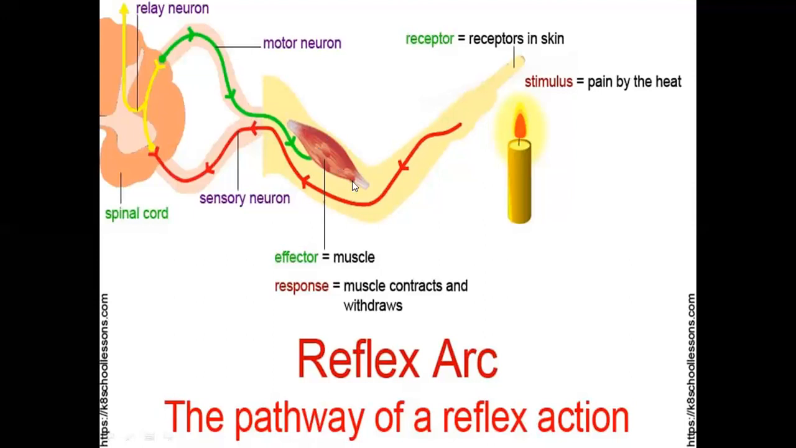This is the example of a reflex action. At the same time, what happens? Another interneuron sends a nerve impulse, or a message, to the brain so that the person becomes aware of the pain and knows there is heat. Is it clear? This is the example, or the pathway, of a reflex action.